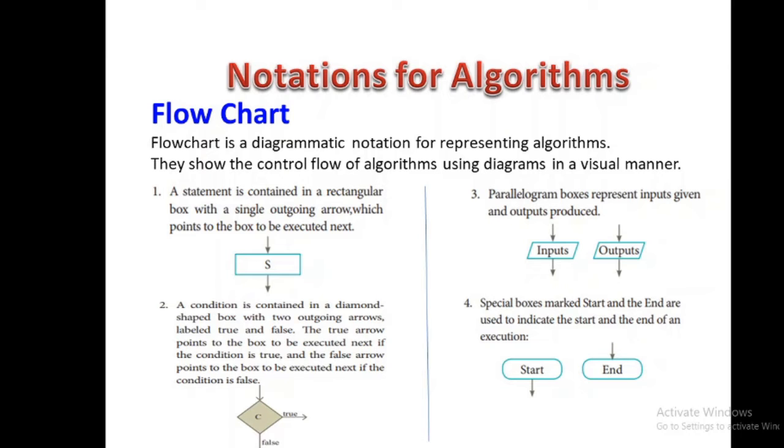Here the rectangle shape, diamond shape, parallelogram shape and rounded rectangle shape are the shapes used for representing the statements of the program. The rectangle box represents the assignment statement. The diamond shape represents the conditional statement. The parallelogram represents the input and output, that means input and output statements. The rounded rectangle is used only for the start and end symbols.